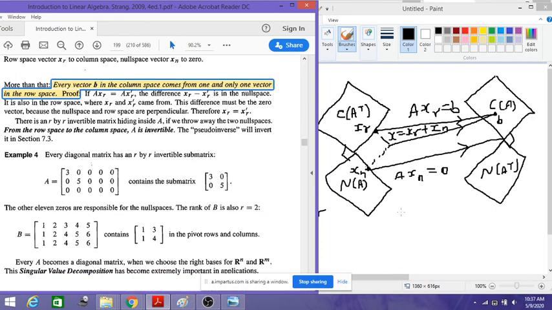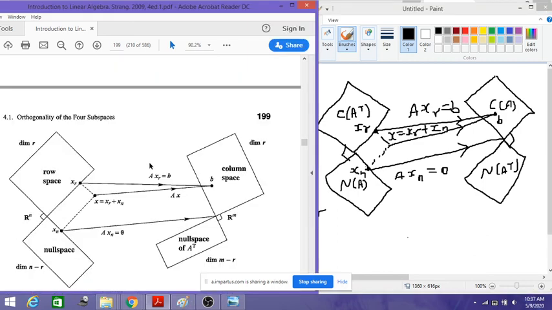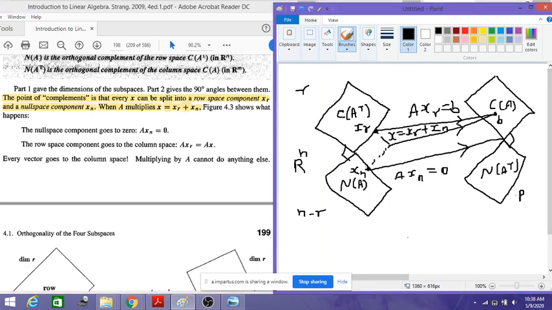We have shown the relation that x can be split into the row space component and the null space component. When we multiply the matrix A times xr, which is equal to B, that results in a point B in the column space, and A times xn is equal to 0, which results in the zero vector in the space of R power m.